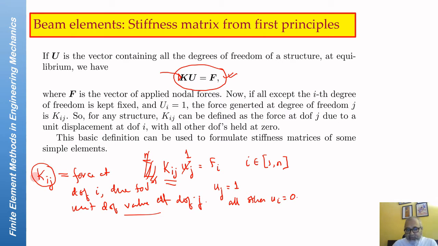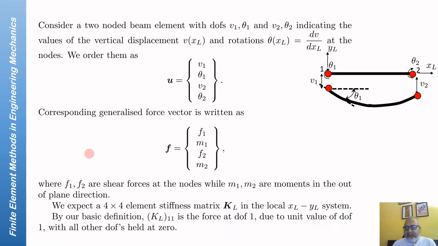Now we are going to use this basic definition to derive the stiffness matrix from first principles for a beam element. The way we define a beam element is like this. A beam cannot undergo extension in the XL direction. The beam cannot extend or contract in the XL direction. Remember, the truss can only extend or contract in the XL direction. The beam can suffer transverse displacements, so it can suffer displacements in the YL direction, and it can also rotate. It can also take transverse loads and rotate.